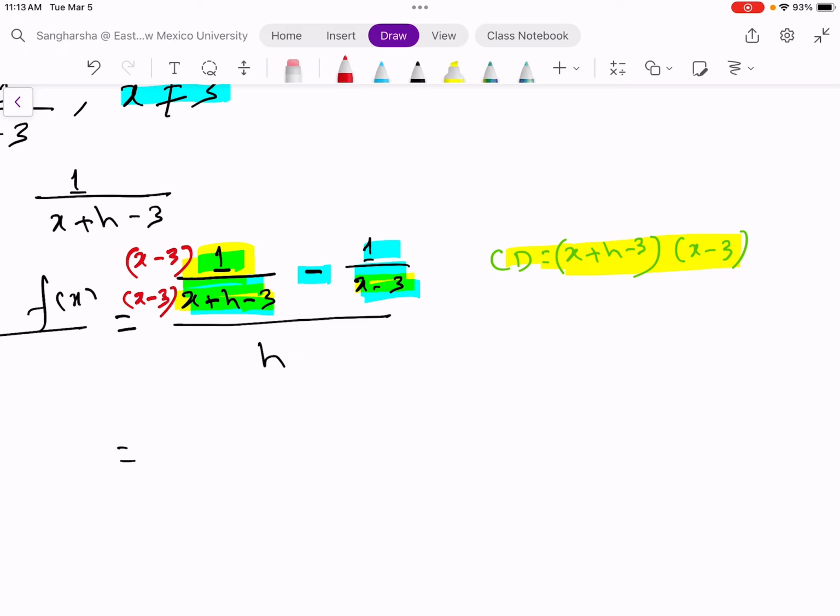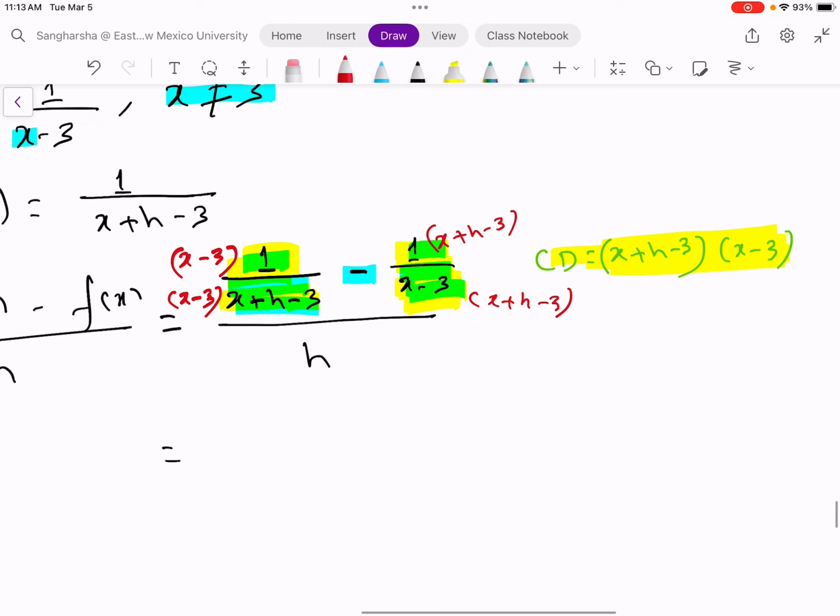Okay. Now let's do a similar thing for the second expression. So we have 1 over x minus 3. We are trying to make x minus 3 equal to this common denominator. The missing factor is x plus h minus 3. So we multiply the numerator and denominator of the second expression by x plus h minus 3, in the numerator and in the denominator. Make sure you multiply both.